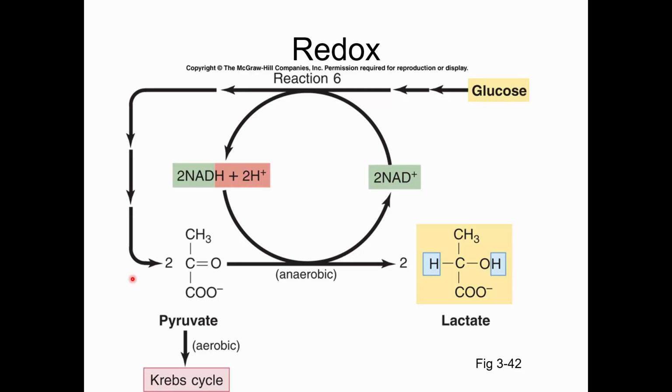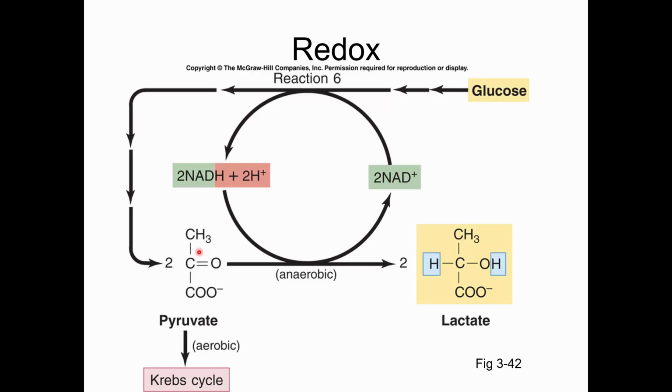So here's an example of a redox reaction. Here's glucose. It goes through several glycolysis reactions, and now we have two pyruvates. Glucose is a 6-carbon molecule. Notice we have 1, 2, 3 carbons in pyruvate.